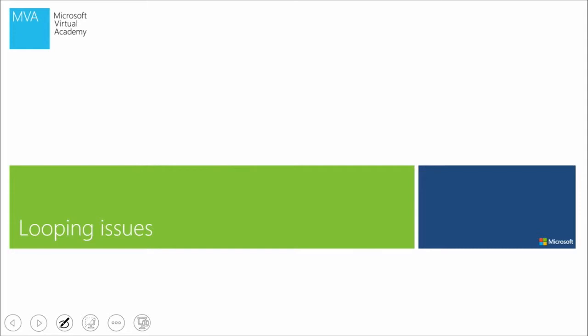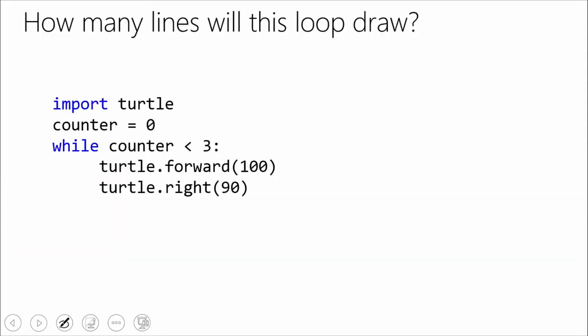So if it's going to be 5, I would say set it to 0, and then go less than 5. And that way it's done. Now, all of these are different looping issues. And we've talked about a couple of different ones here.